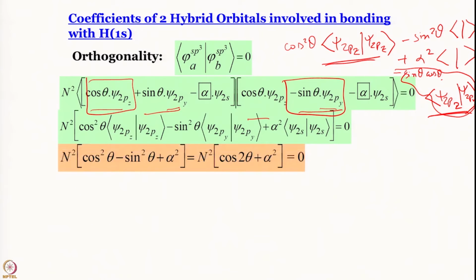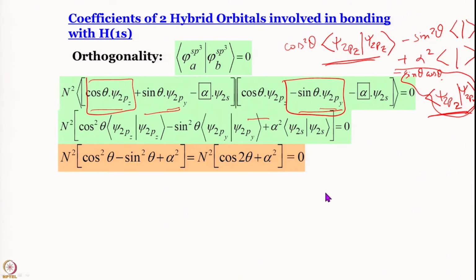So, you get n square multiplied by cos square theta minus sin square theta plus alpha square is equal to n square cos 2 theta minus alpha square, that is equal to 0. Cos square theta minus sin square theta is cos 2 theta as we know. Alright, now do we know cos 2 theta? We do. Do we know n? We do not, but it does not matter because n cannot be 0. So, we forget about that.